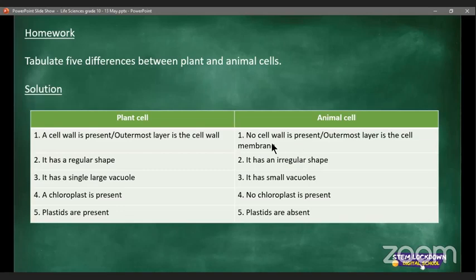So in animal cells, no cell wall is present, or the outermost layer is the cell membrane. It has an irregular shape. It has small vacuoles. No chloroplast is present, and plastids are absent. So it does not have plastids.